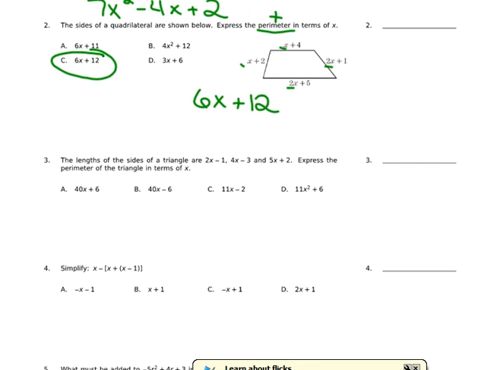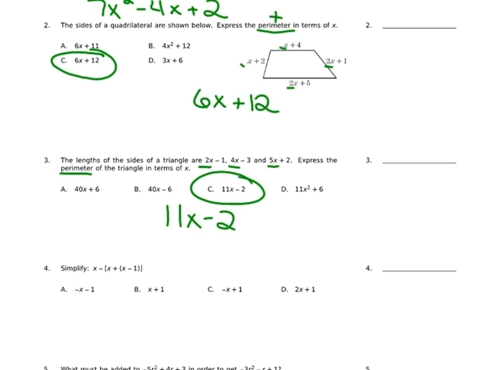The length of the sides of a triangle, again, another perimeter problem. So we're going to just add our like terms. So 2x plus 4x plus 5x is 11x. Negative 1 minus 3 is negative 4, plus 2 is negative 2, so another C.